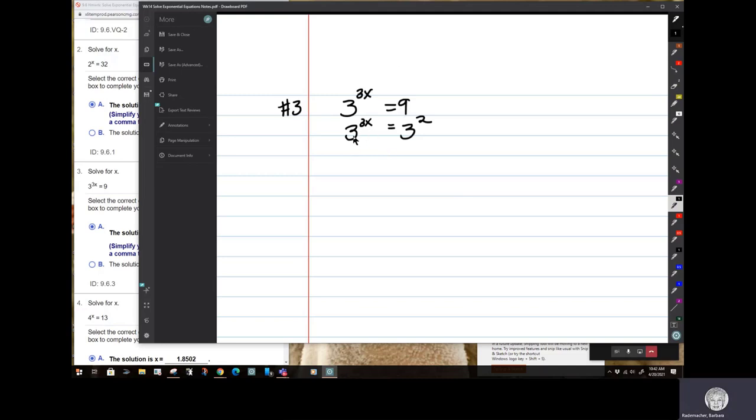So what have you got here? You've got a base raised to that power equals the same exact base raised to that power. So 3x has to equal 2. They have to be the same. How could they not be? Divide by 3. So x equals 2/3.